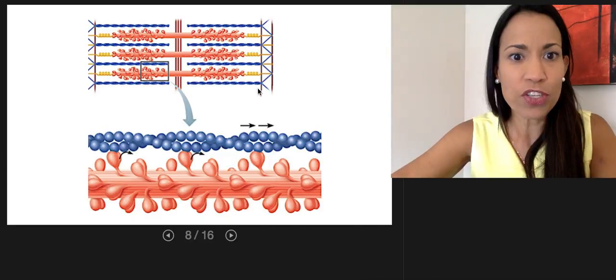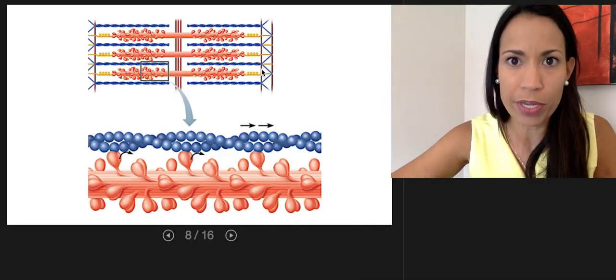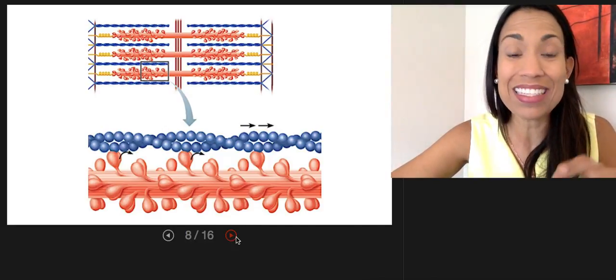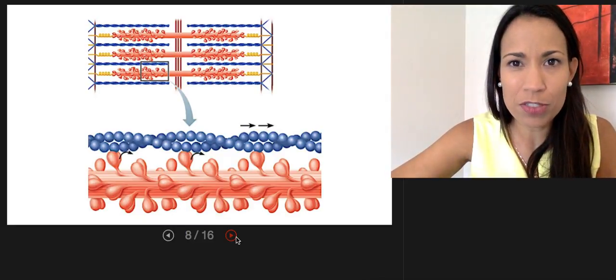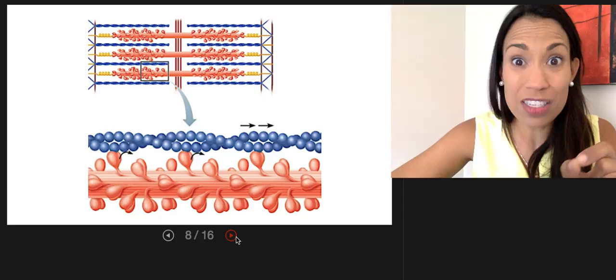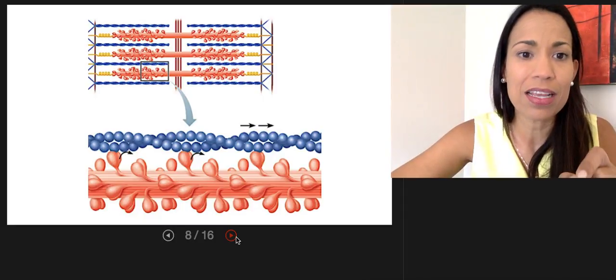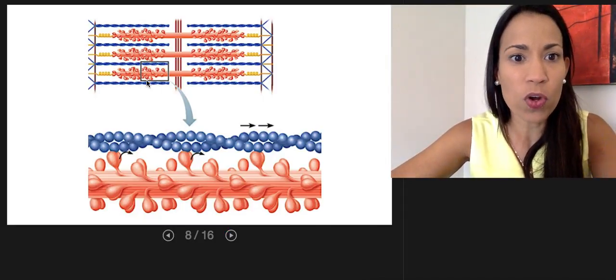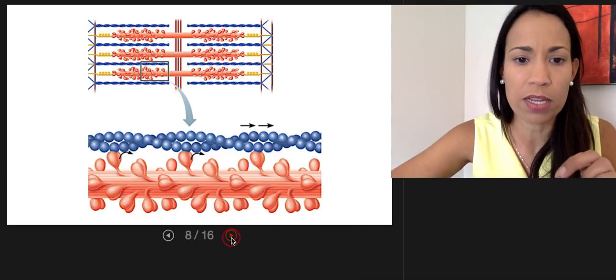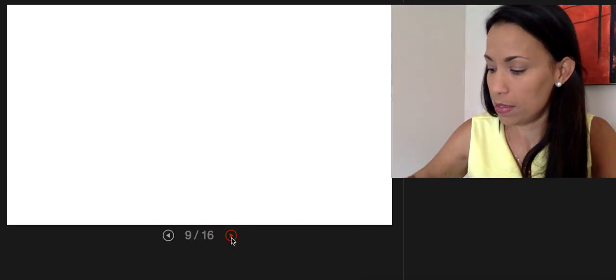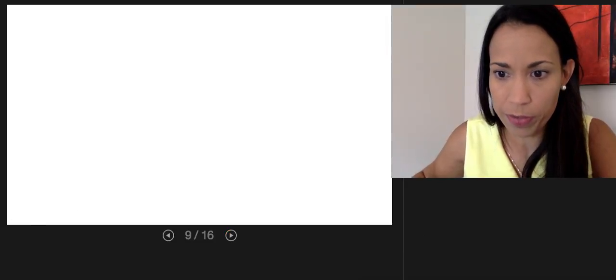And each of these units is called a sarcomere. This is the functional unit of the skeletal muscle tissue. This is where contraction happens. I'm gonna draw this step by step so we can identify all the important aspects of the sarcomere.